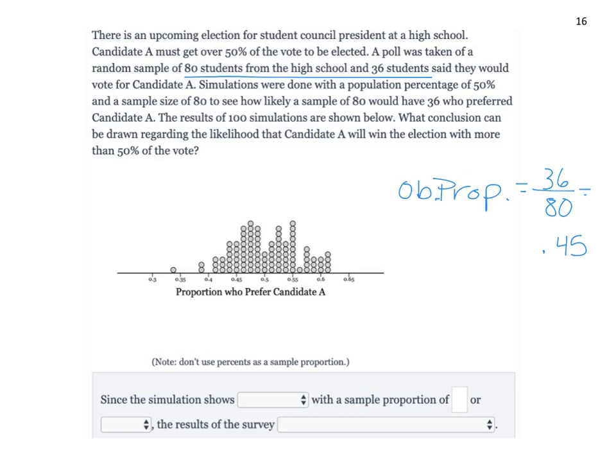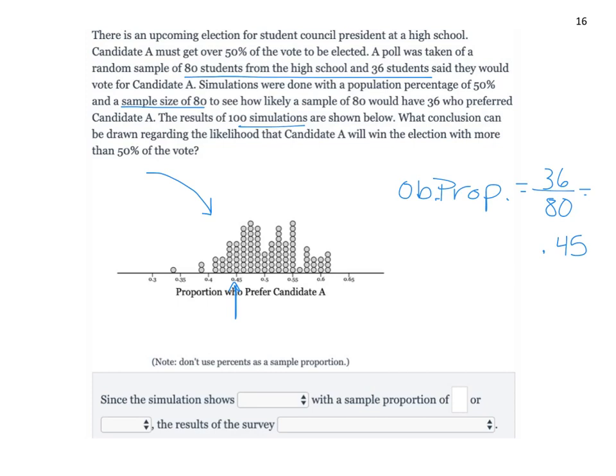You know, it's just a sample. We didn't ask everyone in the school. So we use the simulation to figure that out. So simulations were done with a population percentage of 50%. So they used a computer program, assuming 50%, to see what happened when they did random samples. Sample size of 80 to see how likely a sample of 80 would have 36 who preferred candidate A. The results of 100 simulations are shown below. So I'm not going to write it, but I think we get the idea, right? Each dot represents a sample size of 80, and there are 100 dots. What conclusion can be drawn regarding the likelihood that candidate A will win the election with more than 50% of the vote? So here's my 0.45.